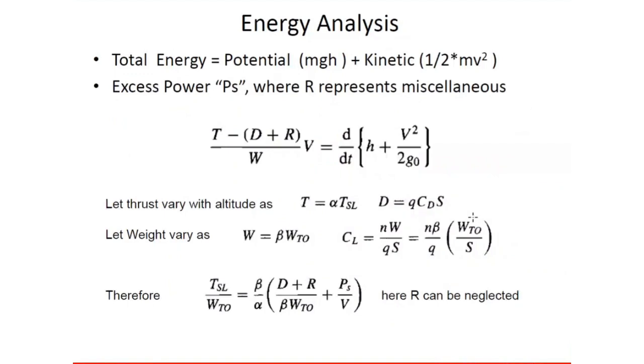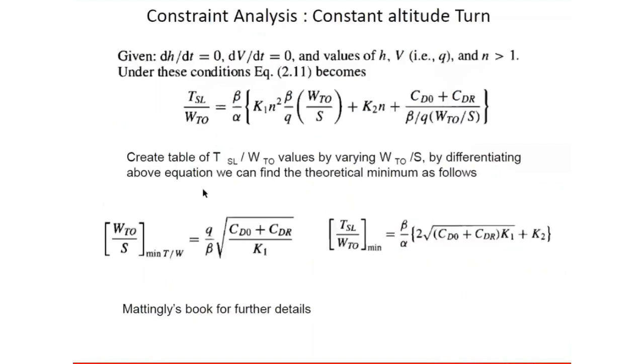So let's say constant altitude turn. When the aircraft is turning, obviously n is greater than 1. Otherwise, you cannot turn. Lift has to be more than W because the aircraft is banked.